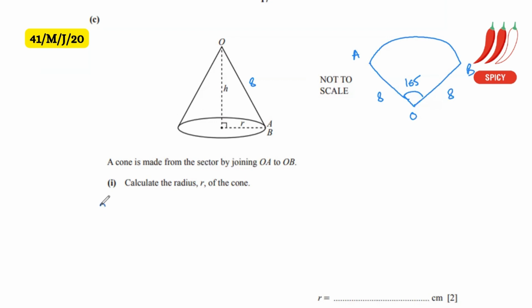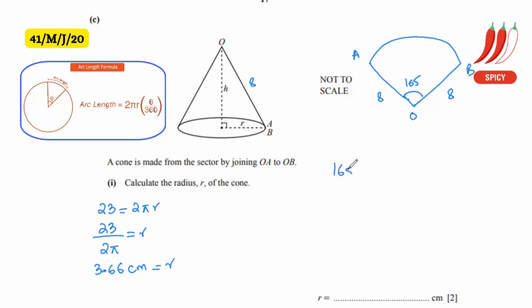So arc length was 23. 23 equals 2 pi r. r is the radius of this circular base. So 23 divided by 2 pi equals r, which is equal to 3.66 centimeters. That is your radius.